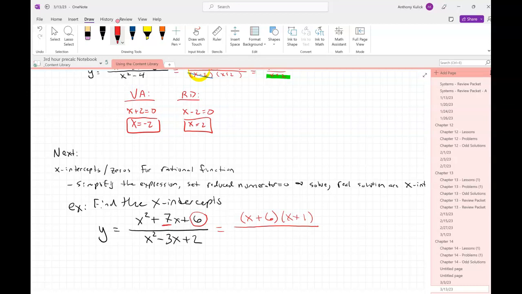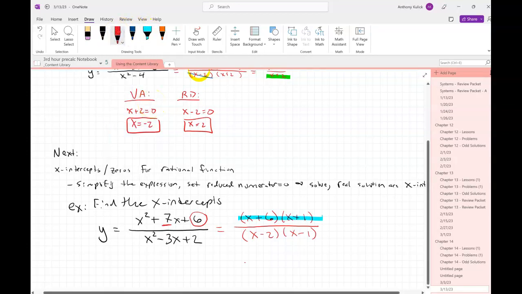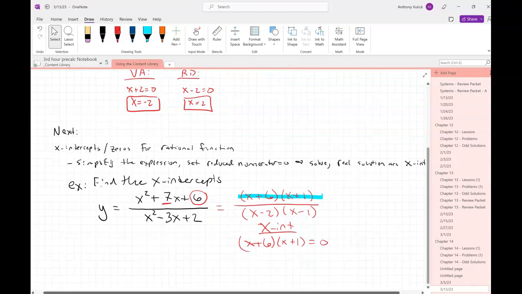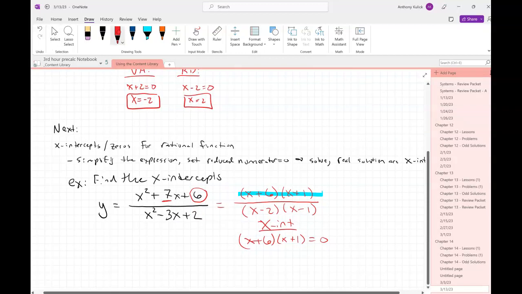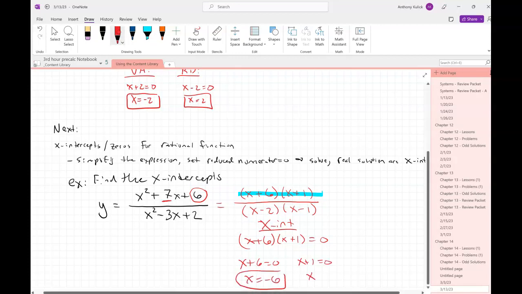Okay, how about the denominator? x minus 2, x. Great. Can anything reduce? No. So what are we going to do? We just take the numerator and set it equal to 0. And to solve that, I can then just take each factor and set it equal to 0. So my 2 x-intercepts are at -6 and -1.